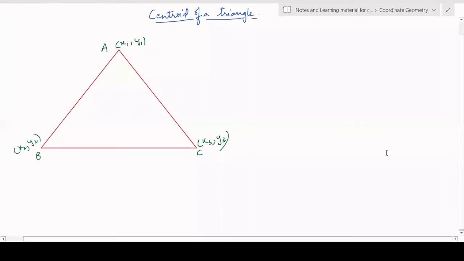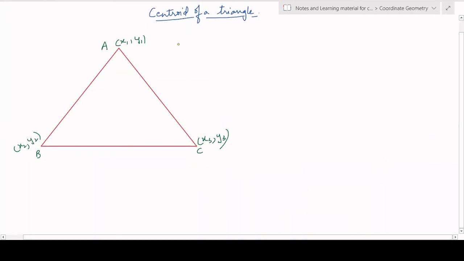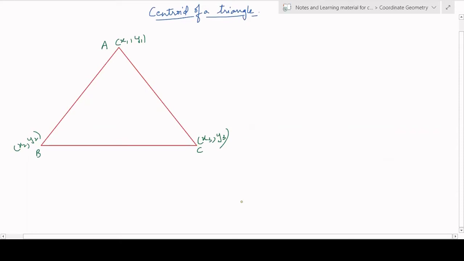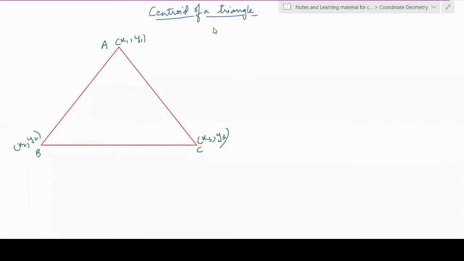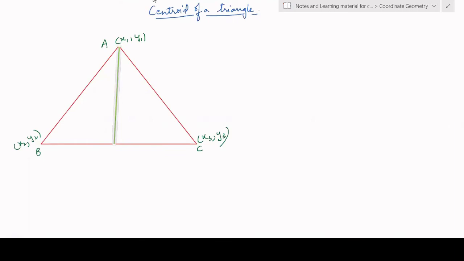In this video, we'll see how to evaluate the formula to get the centroid of a triangle. It's been given to us the vertices A, B, C as x1, y1, x2, y2, and x3, y3 respectively. Let's have the median for this triangle from the vertex A. Let's have another median that's coming from vertex C on the side AB.